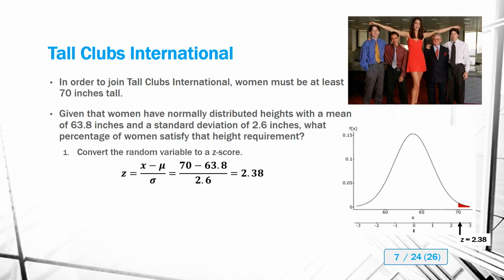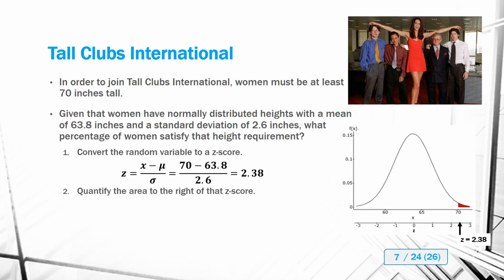Now that we have the z-score, that actually corresponds with the area on the far right of our distribution, which we would expect being a positive 2.38. What we're looking for is the shaded area in red. We want to know what percentage of people are actually over that requirement, because only the people that are taller than 70 inches meet the requirement. So we want the area to the right of that z-score.